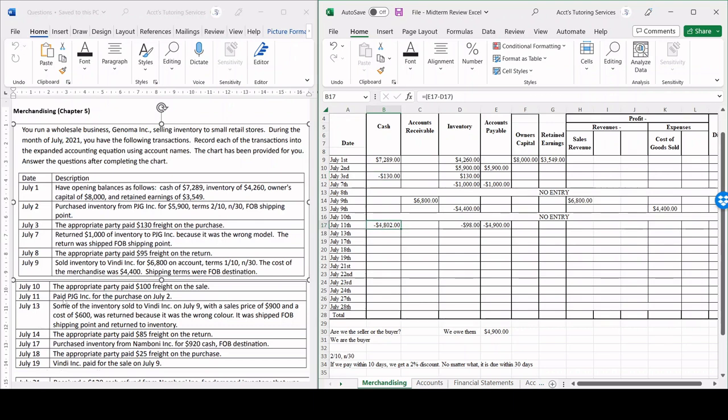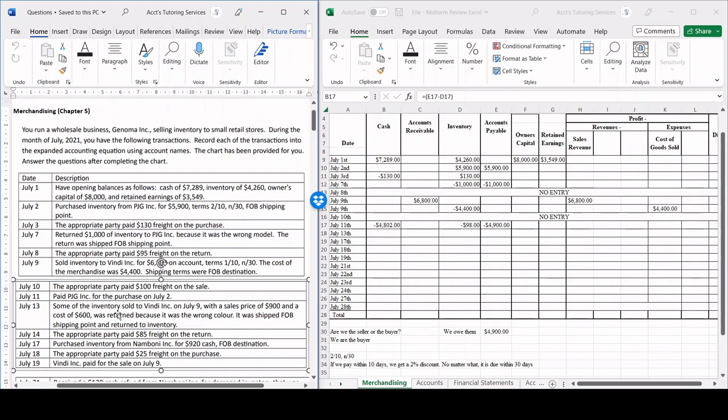So let's move forward to July 13th. Some of the inventory sold to this company on July 9th with a sales price of $900 and the cost of $600 was returned because it was a wrong color. It was shipped from shipping point and returned to inventory. Okay, so in this situation, we have a return and we're the seller, right? Remember, when we're the seller, it's a two-part entry, revenue and expense. So let's update the revenue first.